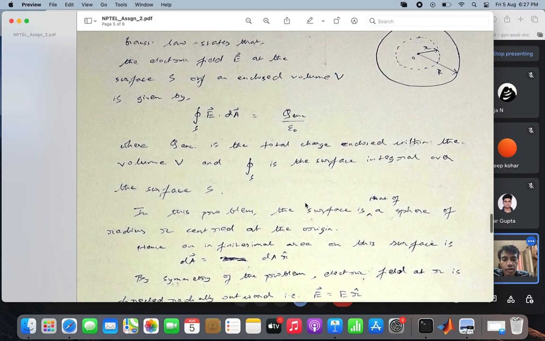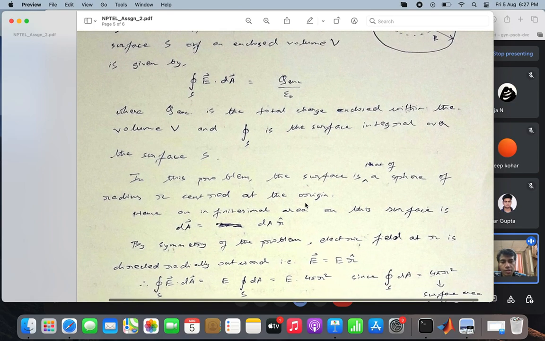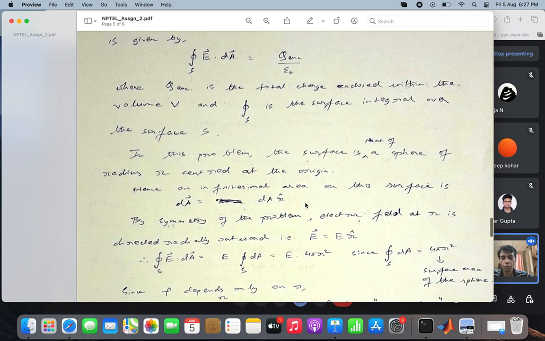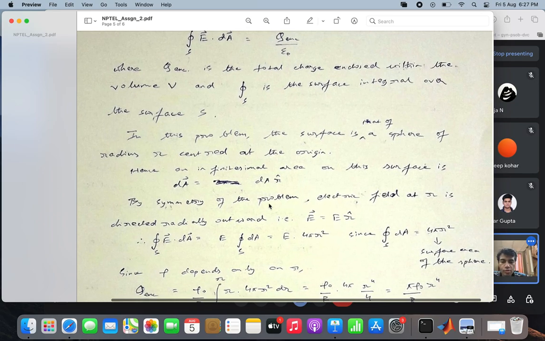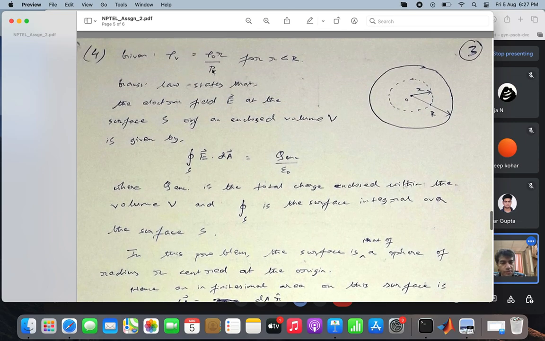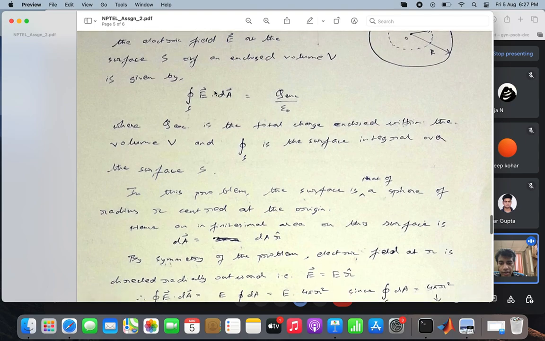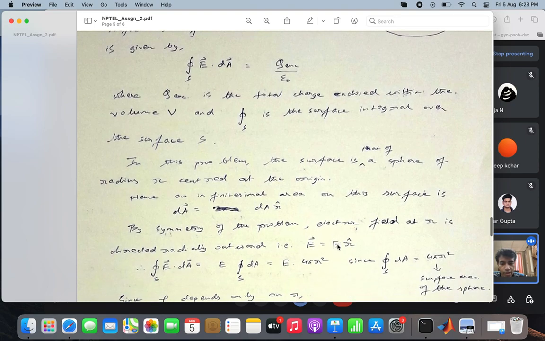Okay. So in this problem we have the surface of a sphere, and we are asked what is the electric field at small r, which is less than capital R. So from the symmetry of the problem, since my charge distribution, which is given by rho of v, itself has a spherical symmetry, the electric field will always be in the radial direction. It cannot have a theta or a phi dependence, right? Because rho of v does not have a theta or a phi dependence. Alright. So in that case, my electric field will be in the radial direction. So that is why E is E into r cap.